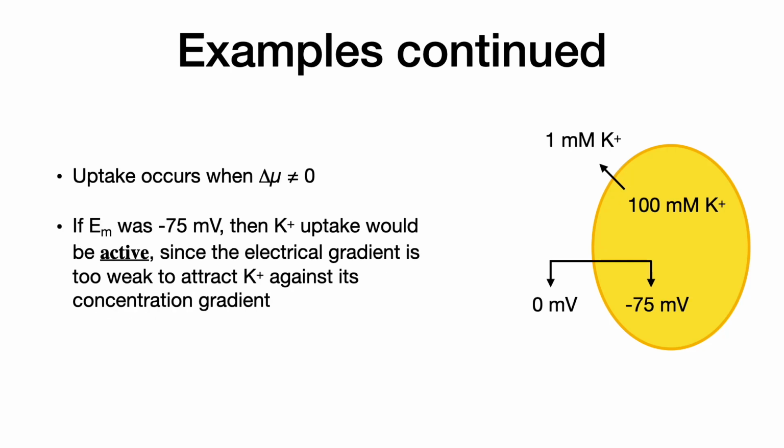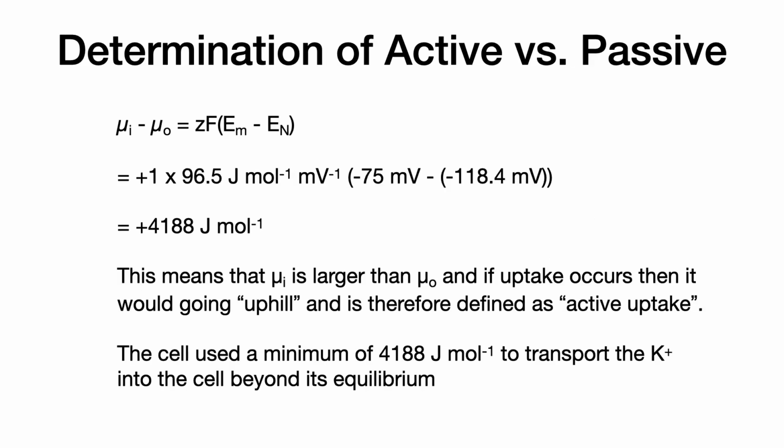And if we were to change the membrane potential to minus 75 millivolts, a more positive value, and there was still potassium uptake occurring, then we would say that transport had to be active. The uptake was an active transport process, since the electrical gradient is too weak to attract the potassium against its concentration gradient, and energy must be put into the transport process in order to move it from a lower chemical potential to a higher chemical potential. So there's an easy way to determine active versus passive transport by using this simple equation.